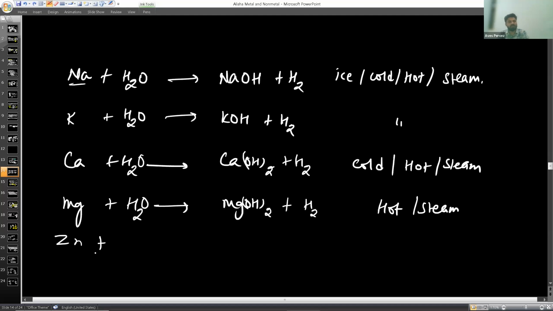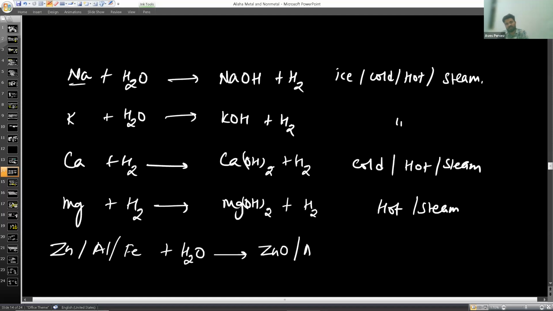I'm writing here respectively like this: zinc, aluminium, or iron. When they react with water, they will give you ZnO for zinc, Al2O3 for aluminium, and Fe3O4 for iron, plus hydrogen gas. And the condition for this is steam only. They react with the steam.